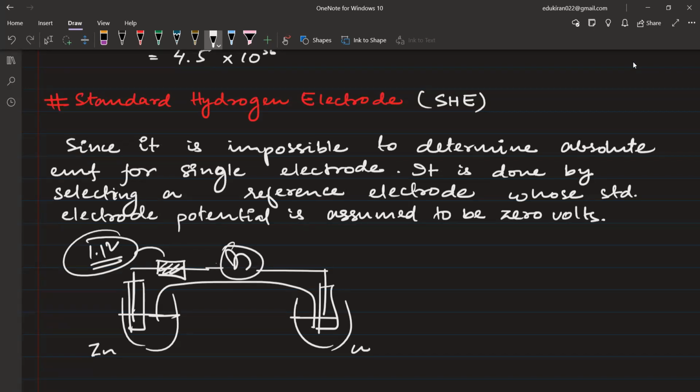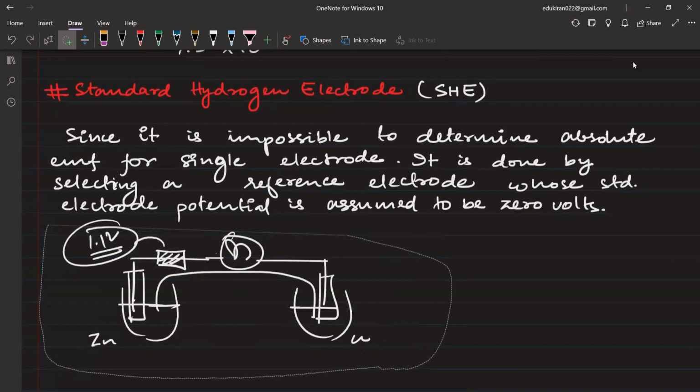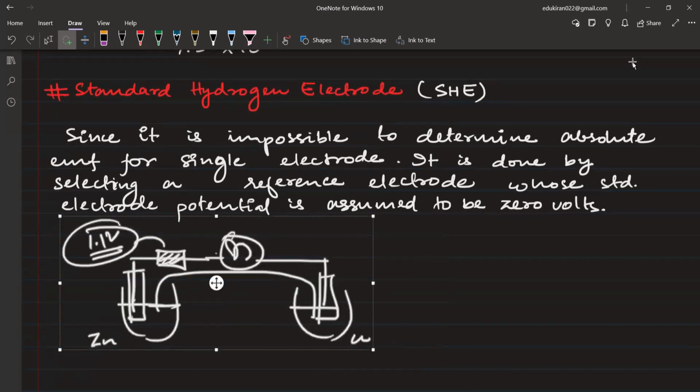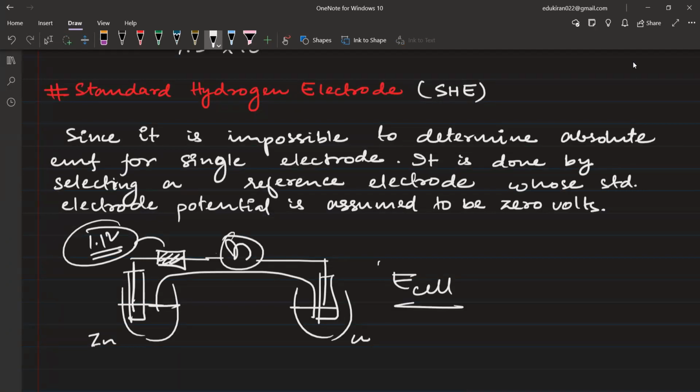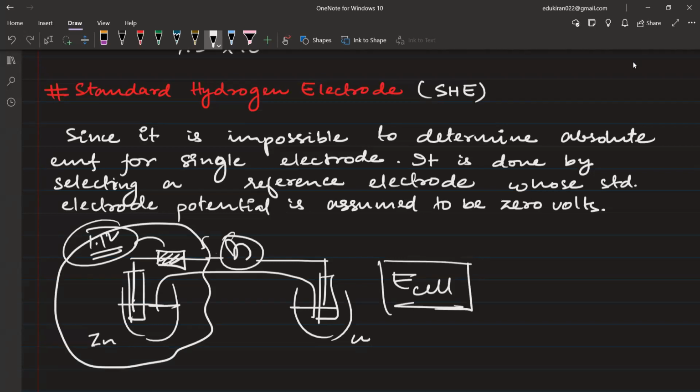And when we put a resistor, this bulb is not working right now. So this is how they measure the E cell. Now we can only get the E cell, the EMF of a particular cell. We can never get how much electricity is used for this particular half cell and how much electricity is being used from this other half cell.